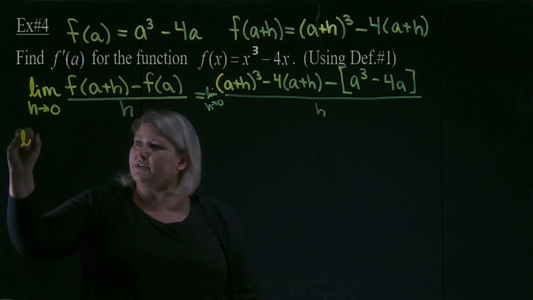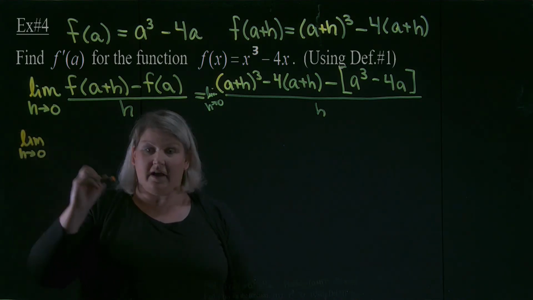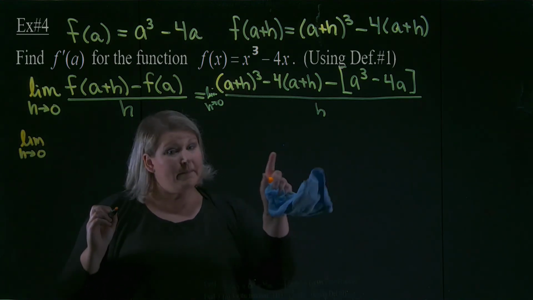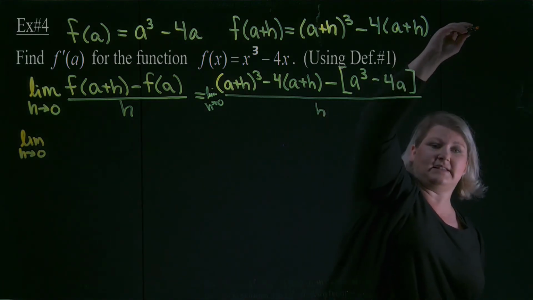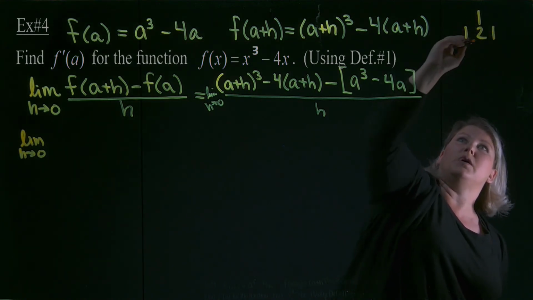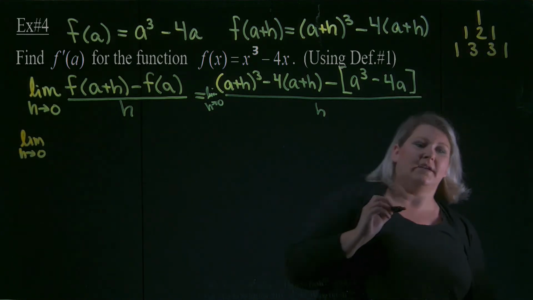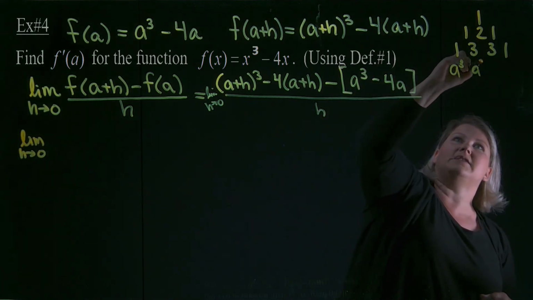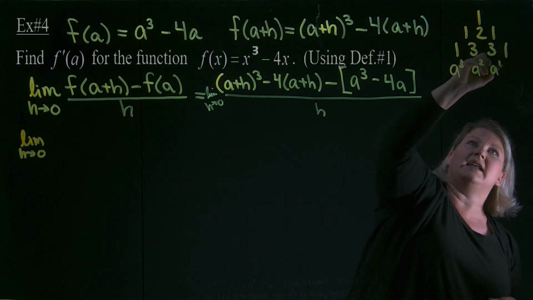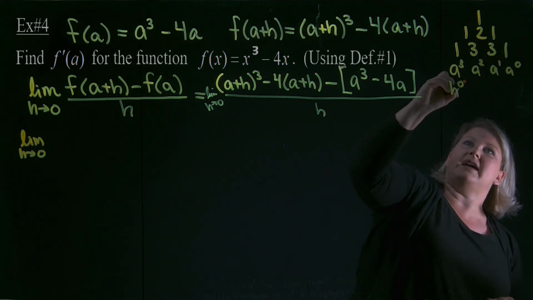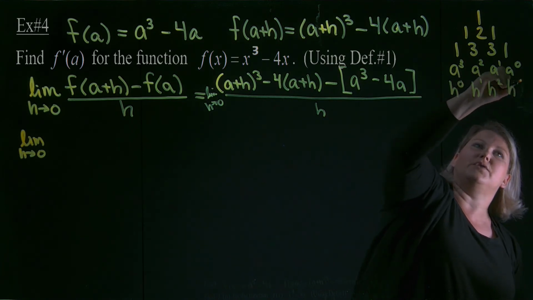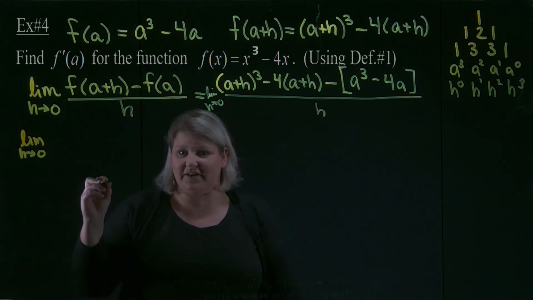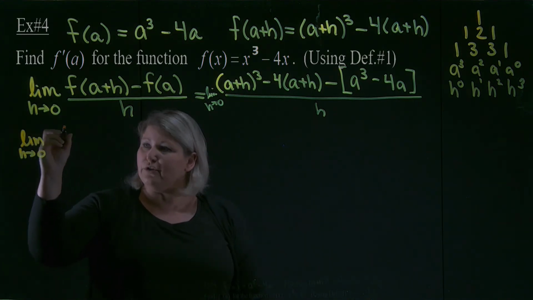Alrighty, now I'm gonna do a bunch of math. So I'm gonna cube a plus h. Remember, we use that Pascal's triangle. That's this thing where you go 1, 1, 1, 2, 1, 1, 3, 3, 1. And we're gonna use that third row. We go a cubed, a squared, a to the 1, and a to the 0. And then we do h to the 0, h to the 1, h to the 2, h cubed. If you don't know what I'm talking about, watch one of the previous videos. So I'm going to cube a plus h.